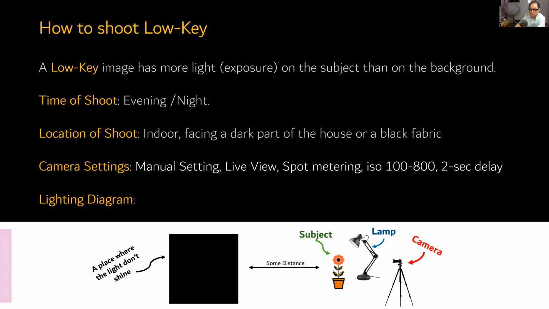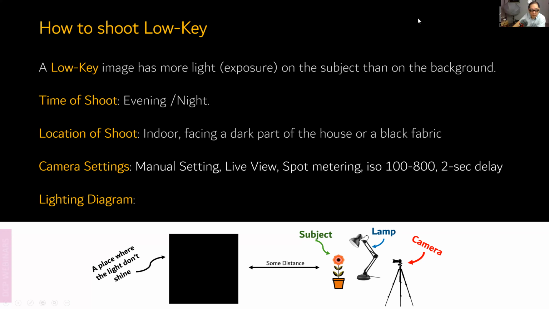The live view, if possible, spot metering, ISO ranging from 100 to 800 or whichever you're comfortable with, and with some delay, so on the tripod, you can use a remote or a time delay for your shutter. Okay, and that's the light diagram.